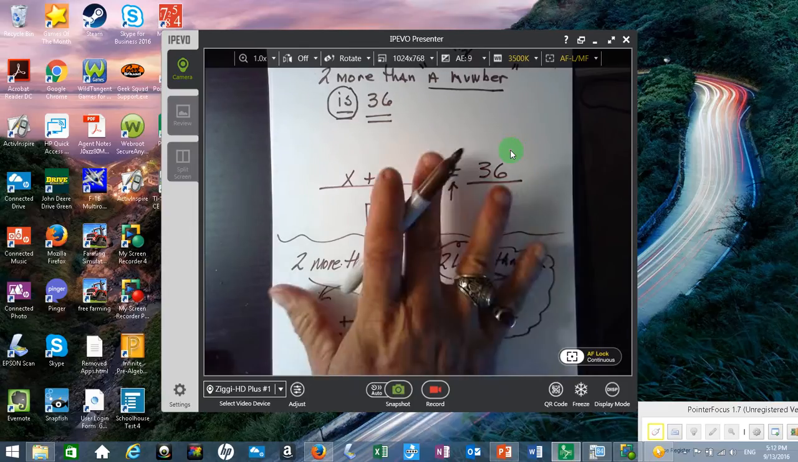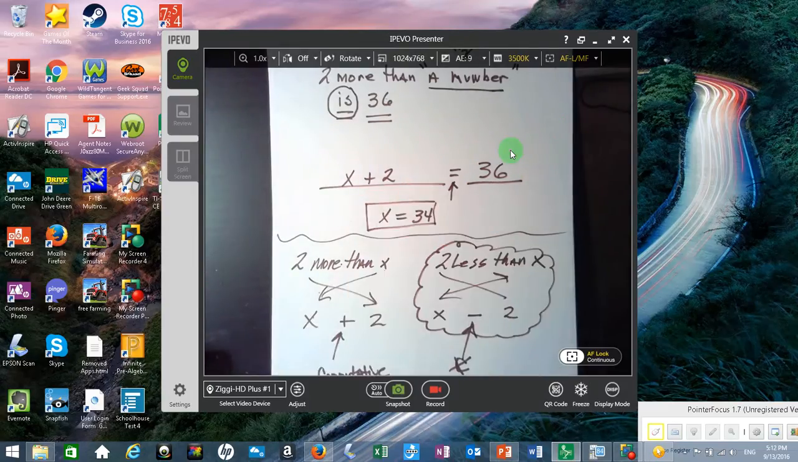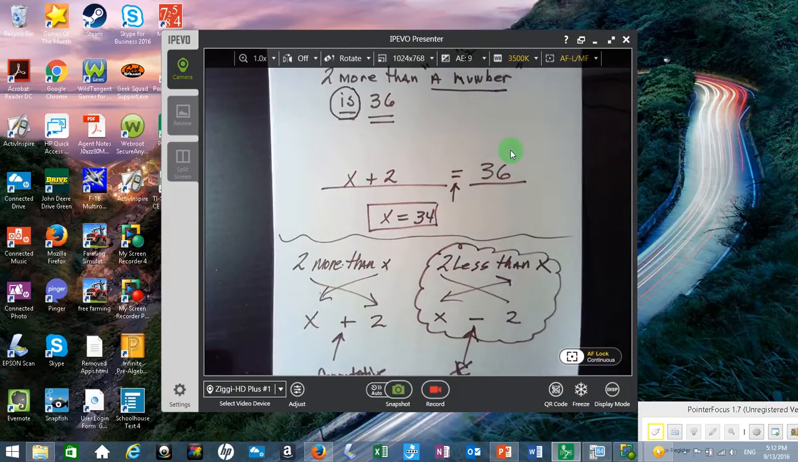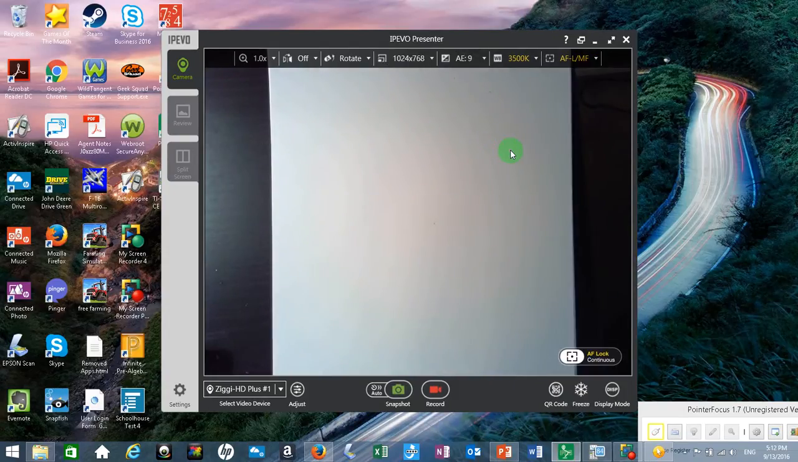Now, that's real basic. I understand that's real basic. I'm mainly showing you that these key words are very important. You've got to learn them. If you don't learn them, you're going to be in trouble with the word problems. And let's look at some more keywords.